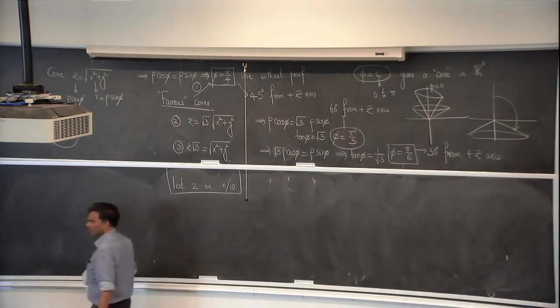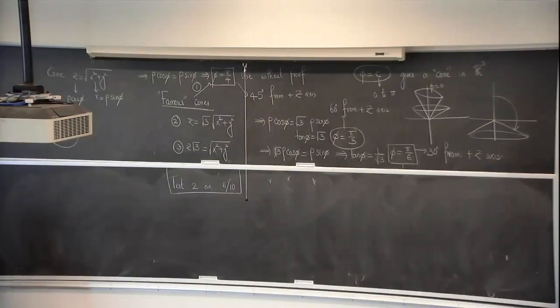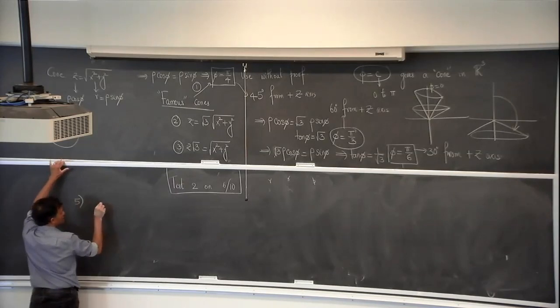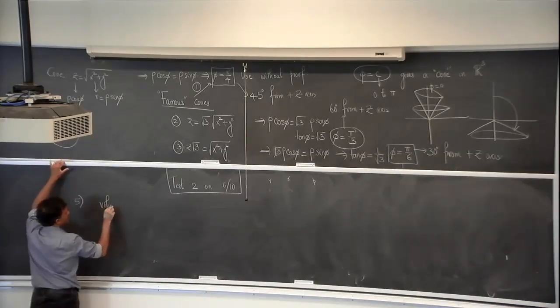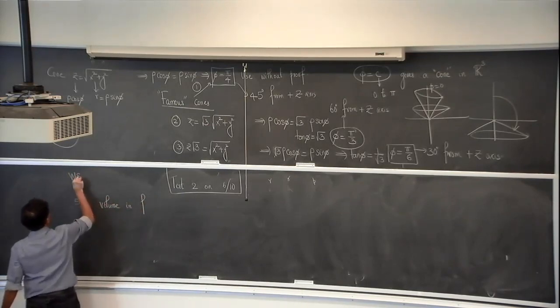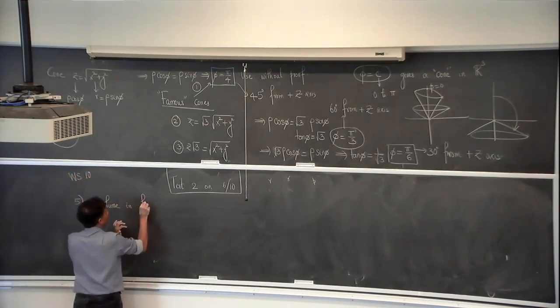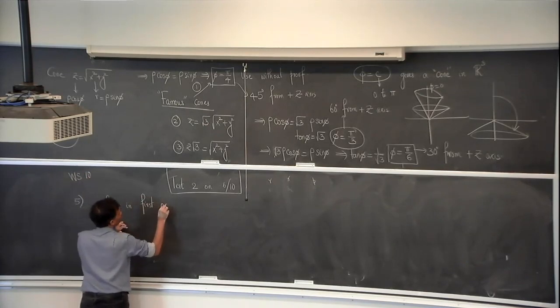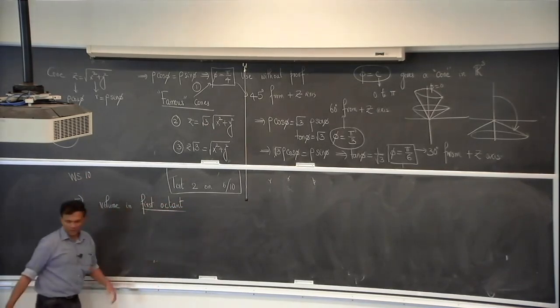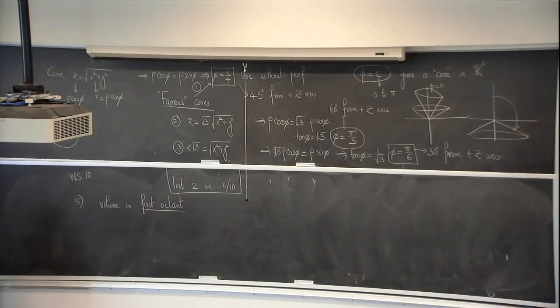All right, so problem number 5 is to find the volume of the following thing in the first octant. Worksheet number 10. And first octant is first quadrant plus the upper half plane.